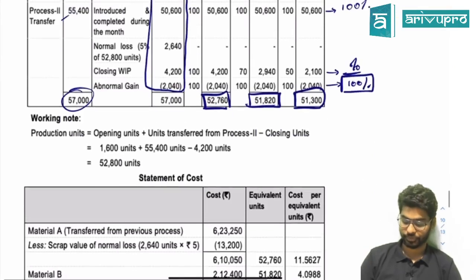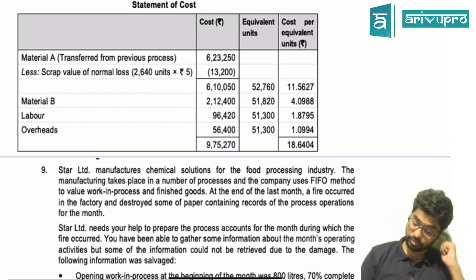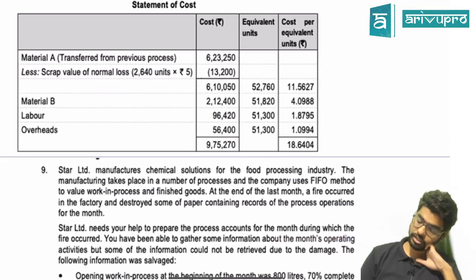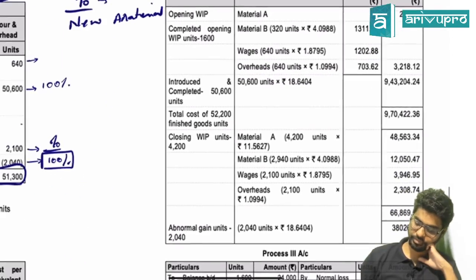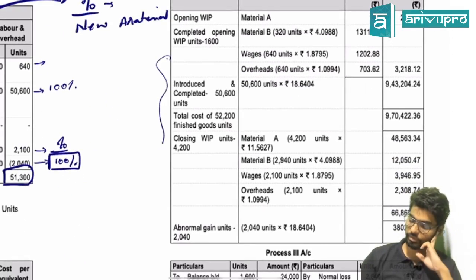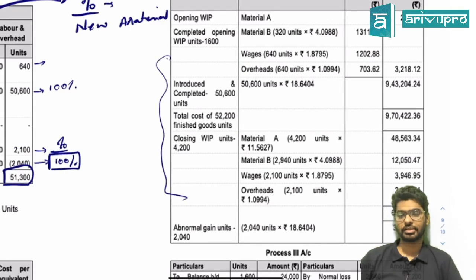So see here, my material cost minus the scrap value for the total units, then material B by the number of units. So you will get the cost per unit, then you apply it in the process costing. Is there any other doubt in this question? These were the two things which were new. One is abnormal gain. Abnormal gain will always be at the complete cost of the units. That's the first one. Second one is with regards to your material A and material B.